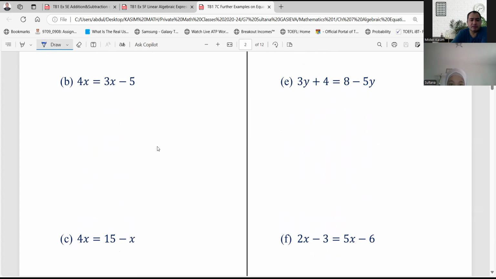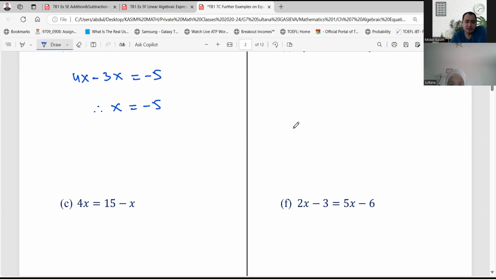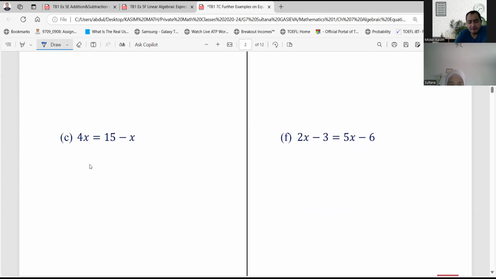For example, question B, can you explain like this? Mr. Kasim, now first move 3x to the left-hand side, so right, 4x minus 3x, that's equal to negative 5. And 4x minus 3x is x equals negative 5. Done. Okay, like this. C, what do we do here in the first step?